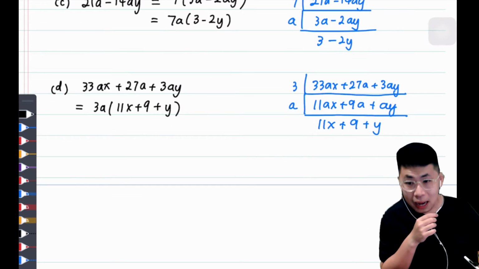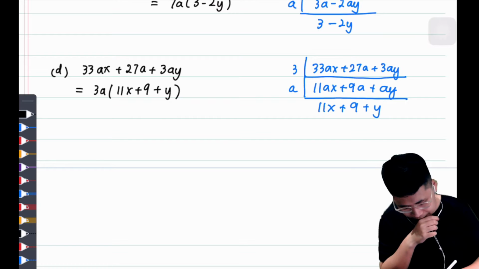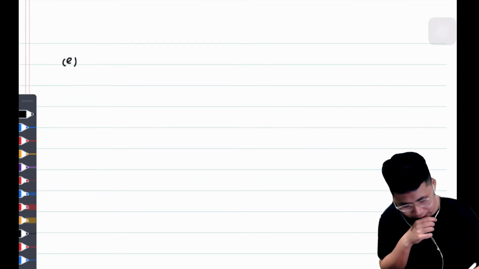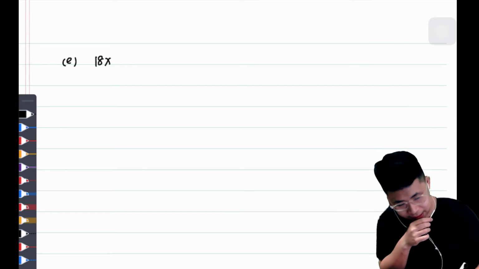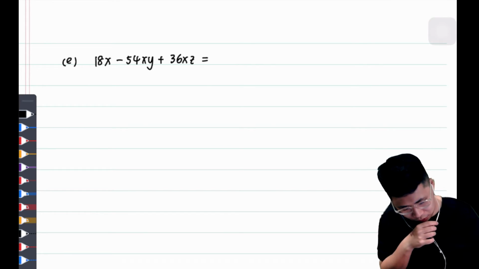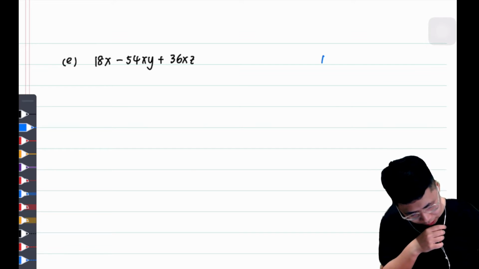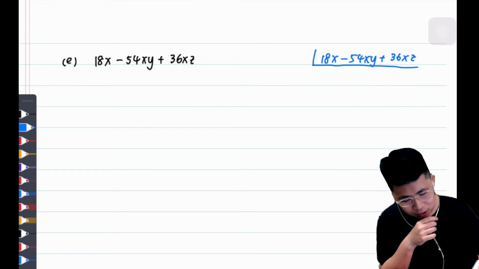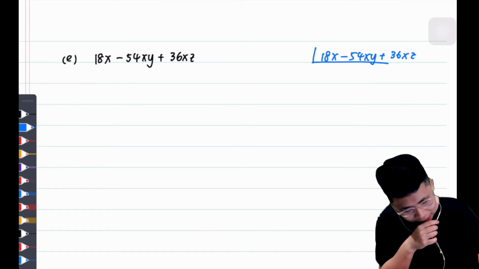Now next one, part E. Let's take a look at the next. No space, so I'm going to write it here. Part E, following the textbook, we have 18x minus 54xy plus 36xz. Let me write this down on the other side. Over here we have the ladder like this. What number divides 18, 54 and 36?